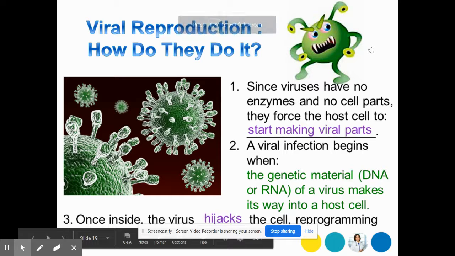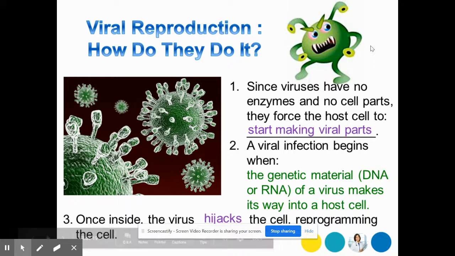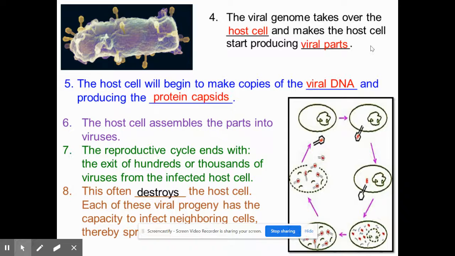Hi guys, so just a brief recap of last time we talked about viral reproduction, how they do it. Viruses attach to the surface of its host cell. An infection begins when the genetic material, either DNA or RNA, makes its way into the host cell. Once inside, the virus hijacks the cell and programs it to start making viral parts. The host cell will begin to make copies of the viral DNA or RNA and produce the protein capsids.